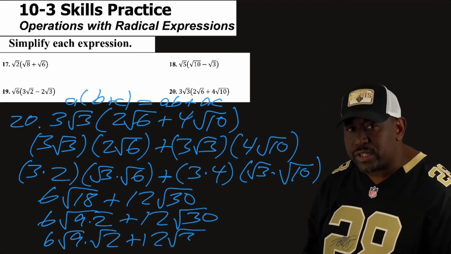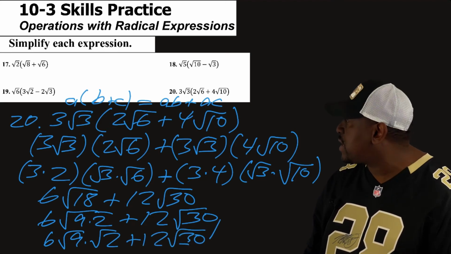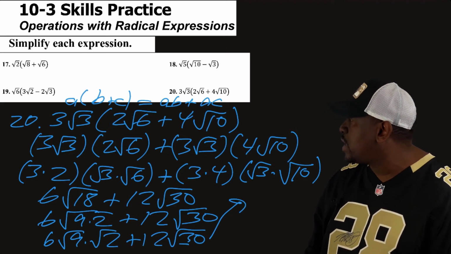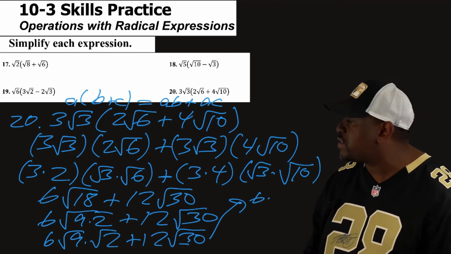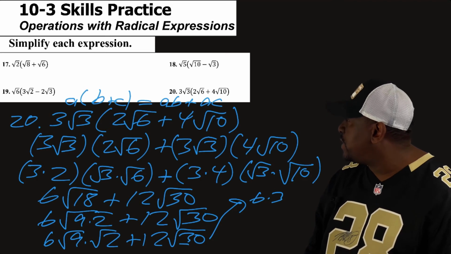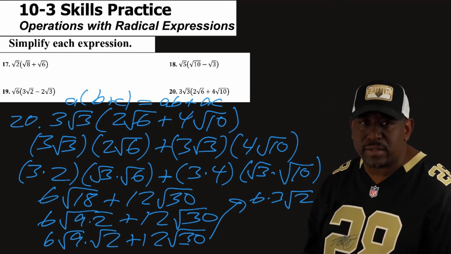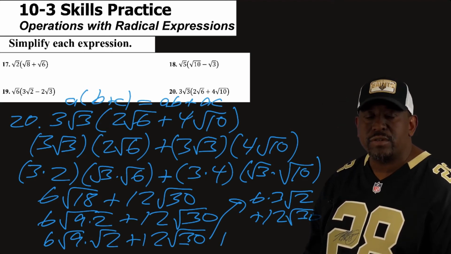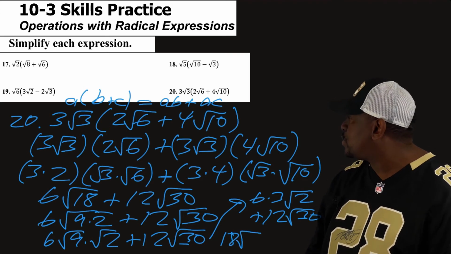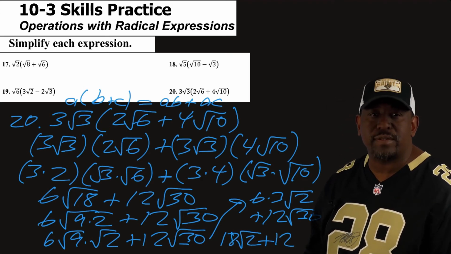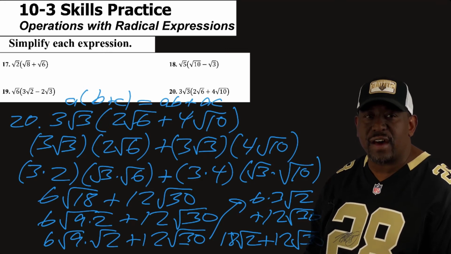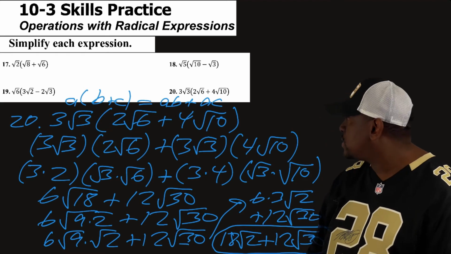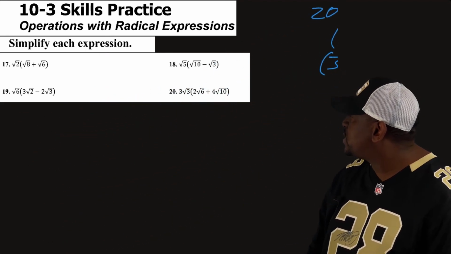The square root of 9 will end up being 3. So 6 times 3 times the square root of 2 will be the final simplified answer of that radical. And then we will add that to 12 times the square root of 30. And so our final answer, once we multiply 6 times 3, will be 18 times the square root of 2 plus 12 times the square root of 30. And so that is our final, most simplified answer to this radical expression. So we're done with number 20.